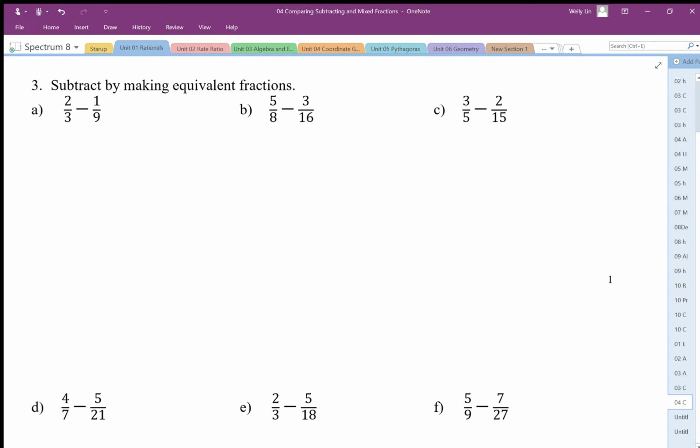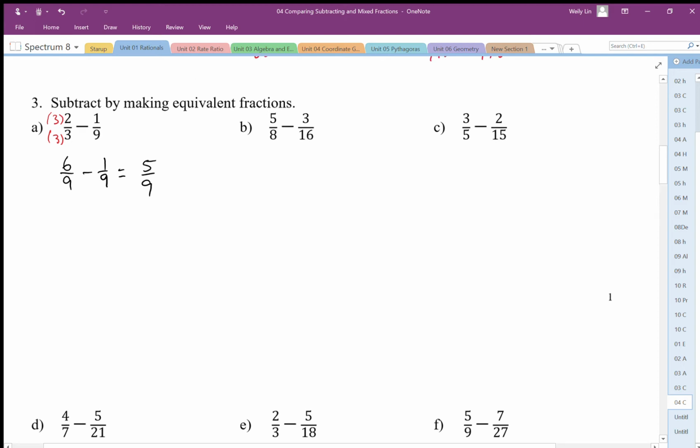So here's some examples of subtracting fractions, and we need to make equivalent fractions here. So again, this idea of a common denominator. I want to multiply here by 3, multiply here by 3, and that will give us our common denominator of 9 to allow us to subtract these fractions. Again, I want to reiterate how I want to see these factors involved when you do this math. So here we're going to end up with 5 over 9.